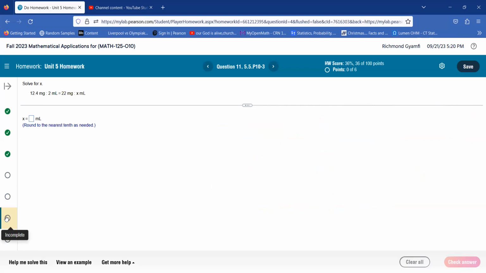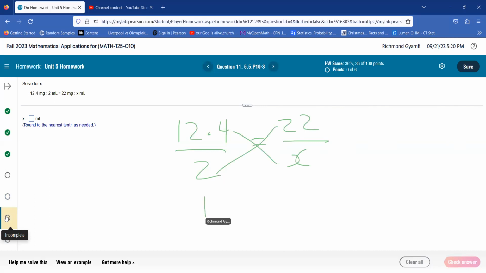Now, what about this one? With this one, I have 12.4 mg colon 2 equals 22 mg colon x. Again, you cross multiply. I have 12.4 x equals 2 times 22. So 12.4 x equals 2 times 22. This is 12.4 x equals 44.